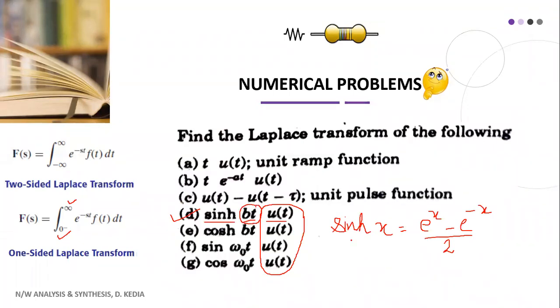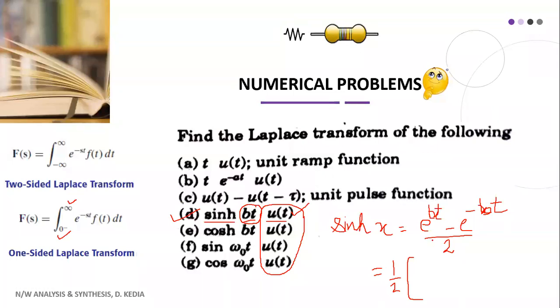Okay, so if you do that, this will become e raised to power bt minus e raised to power minus bt, and divide by 2. And students, see here, now this is ut. So if you multiply this thing with ut, you will get 1 by 2 common. You keep it like this, inside bracket.